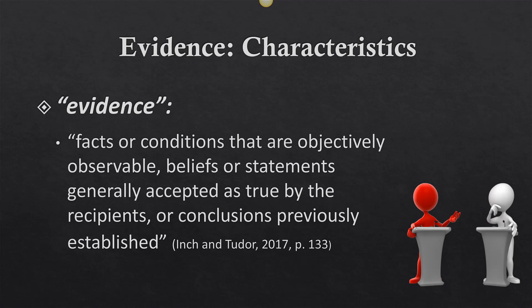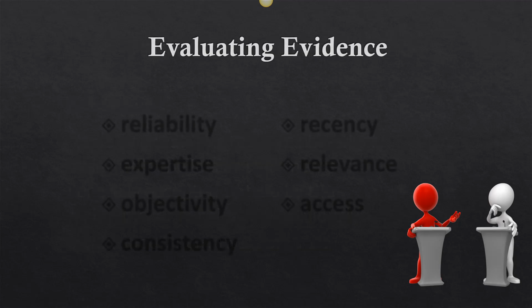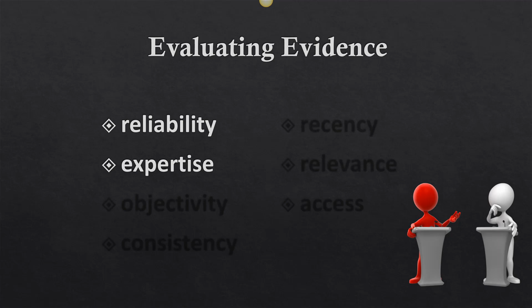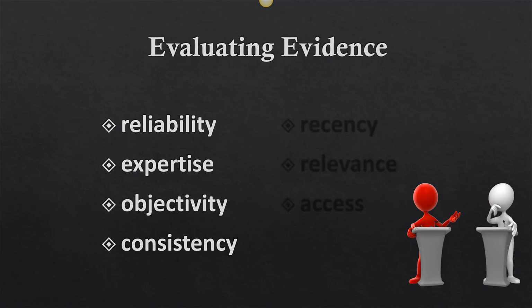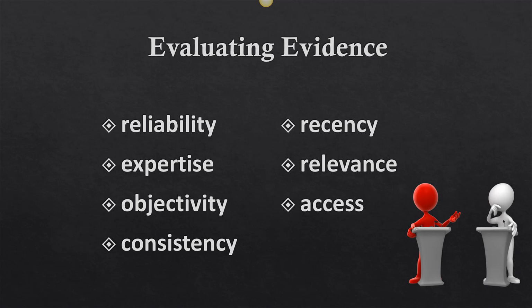Now again, we don't just want to be concerned with whether or not our arguments are effective on our audience. What we want to consider is, are our arguments logically sound? And so we need to consider the quality of the evidence if we're going to assess whether or not the claim has been amply supported. And so Inch and Tudor talk about 7 specific tests that we want to look at with some examples in this lesson: reliability, expertise, objectivity, consistency, recency, relevance, and access.